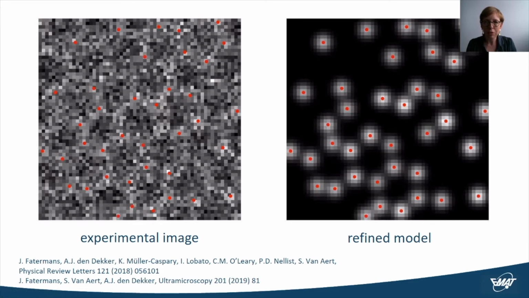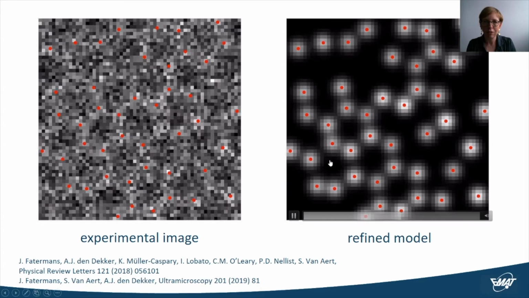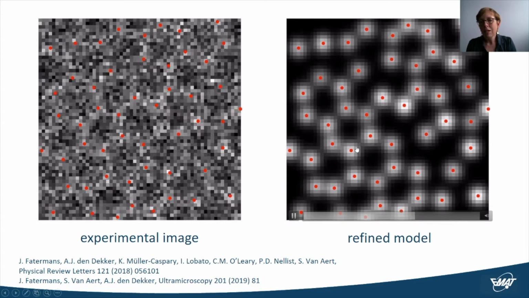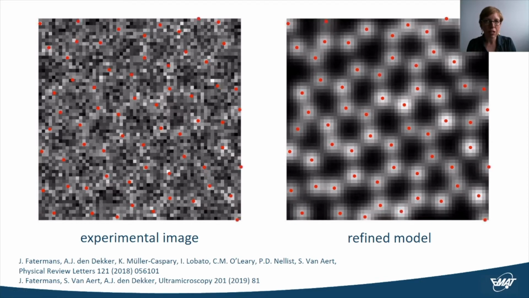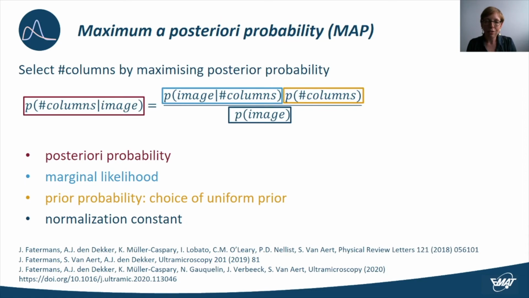And some people will like maybe this model more than, for example, the model that appears now, but this is all very subjective. And if we keep adding peaks, then at some point there will be overfitting. To overcome this problem, we introduced the so-called maximum a posteriori probability rule, or MAP in short, which can predict the probability for a certain number of atomic columns given the experimental data. More details about the derivation of this MAP rule can be found in those papers.